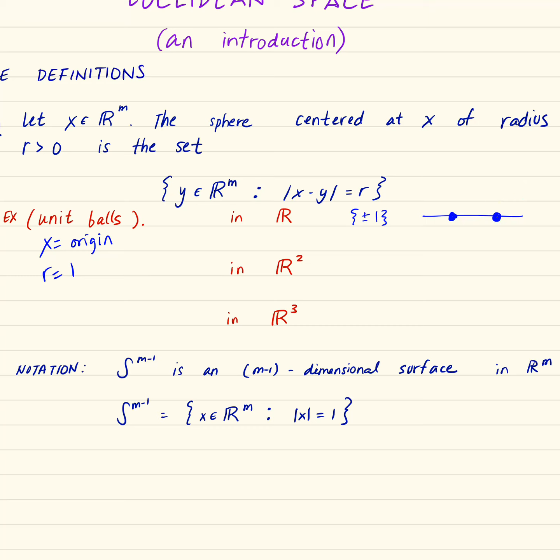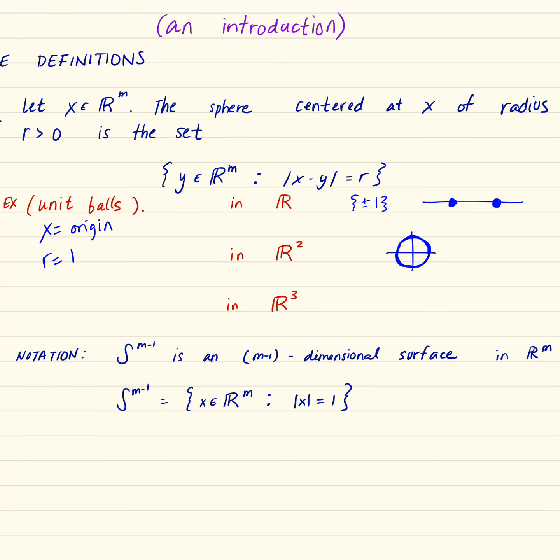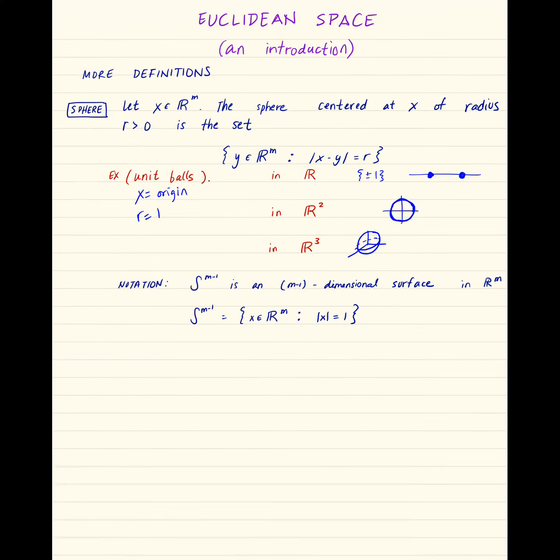Okay? What about when m equals 2? Now, we've got the unit circle. So it's just the edge, right? It's just the border, not the points inside. Unit circle. And then for m equals 3, it's the unit sphere, just the boundary there.